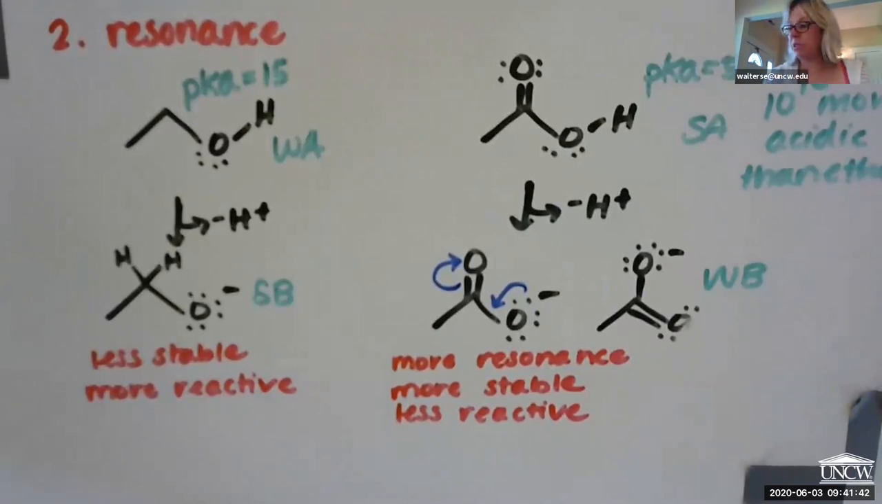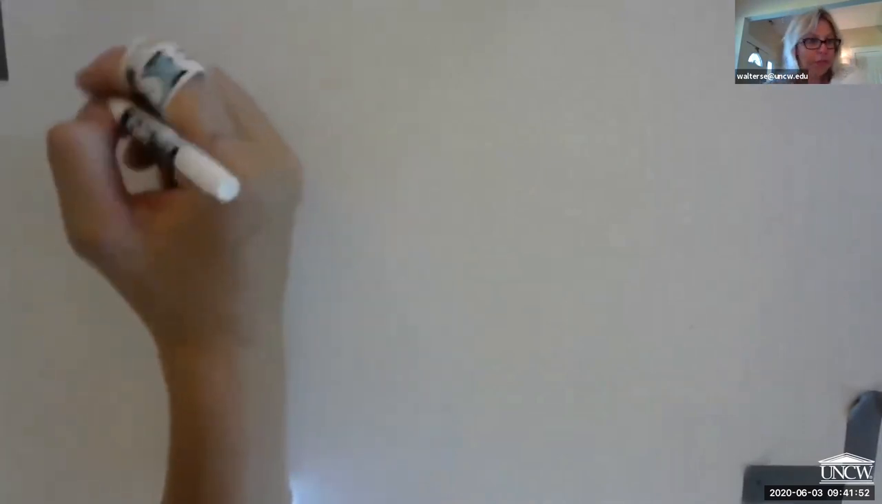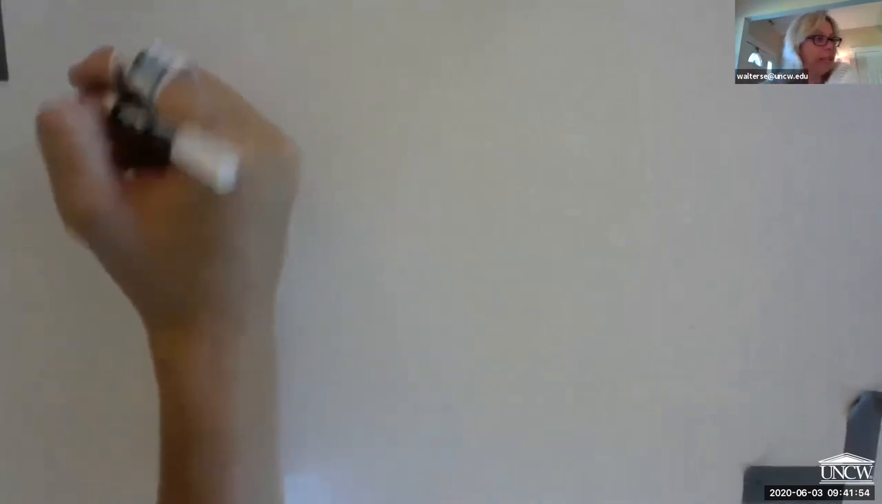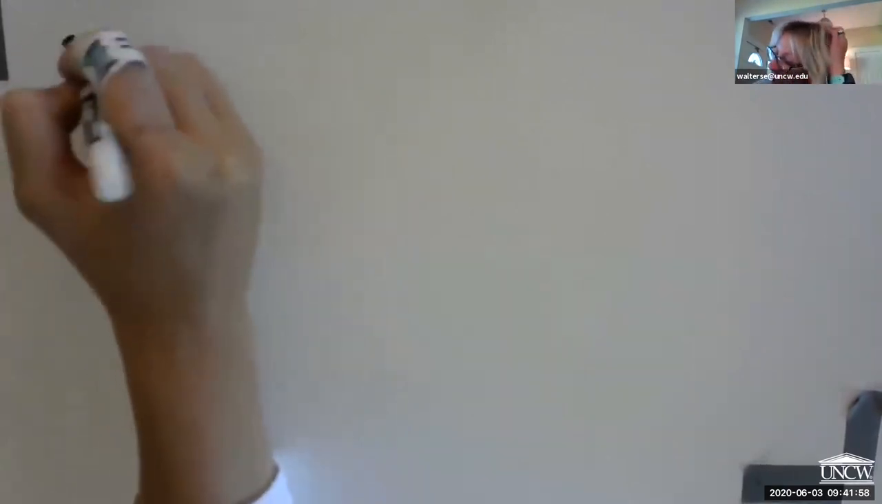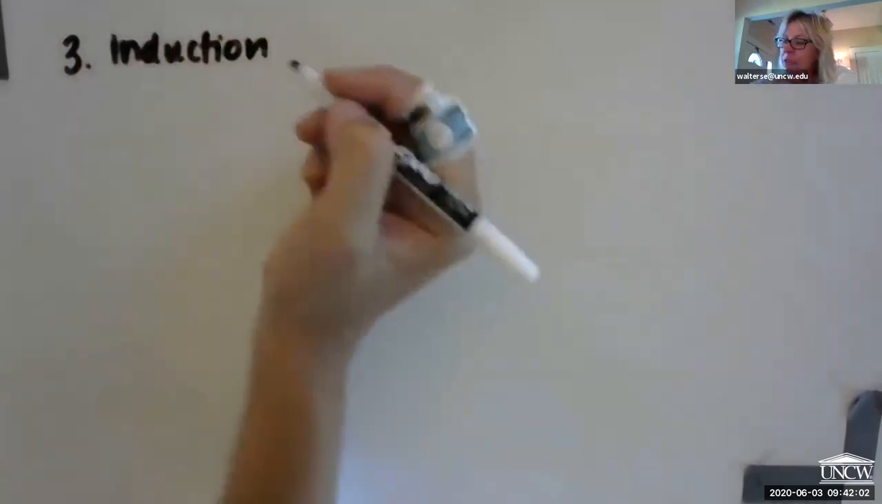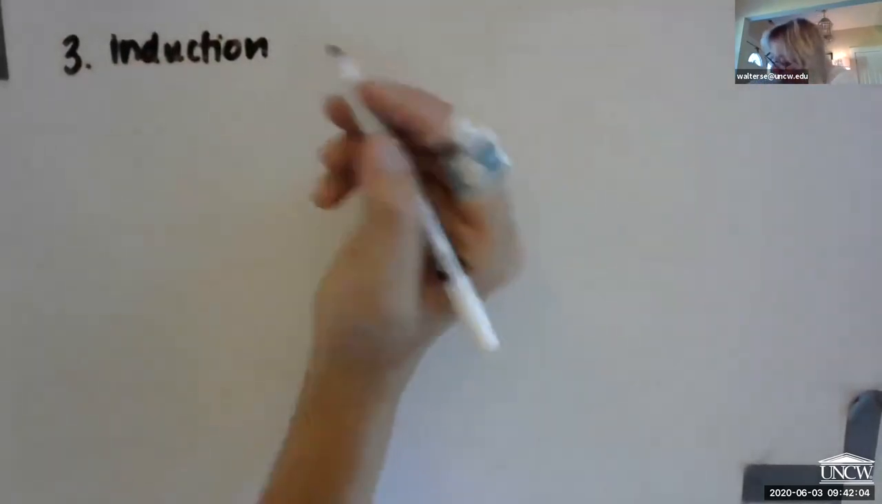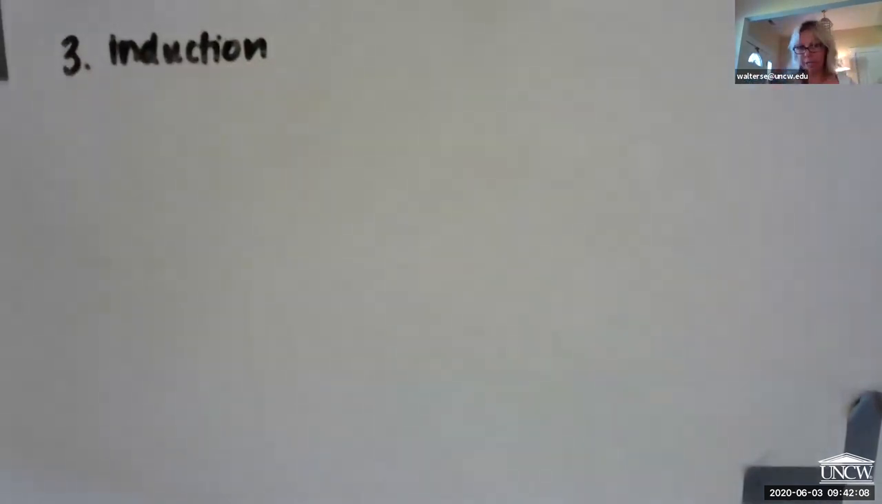Okay, the last one in this section that we're going to do, like I said, we're going to keep the orbital out for a little bit. So the third factor is induction. And I don't know why they use the word induction when really it's just referring to polar bonds. They could just say bond polarity, but they don't. They use a fancy word.